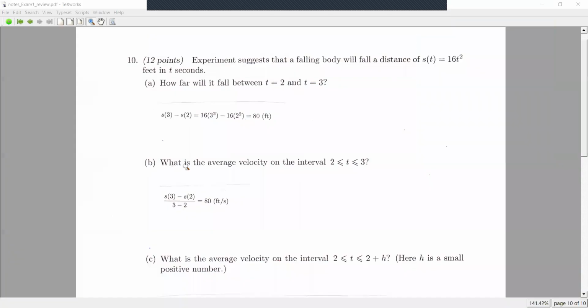Part B. What is the average velocity on the time interval between 2 and 3? By formula, the average velocity is the distance traveled on the time interval divided by the time elapsed. The distance traveled over this time interval is 80. The time elapsed from 2 to 3 is 1. Therefore, average velocity on this time interval is 80. The units is feet per second.